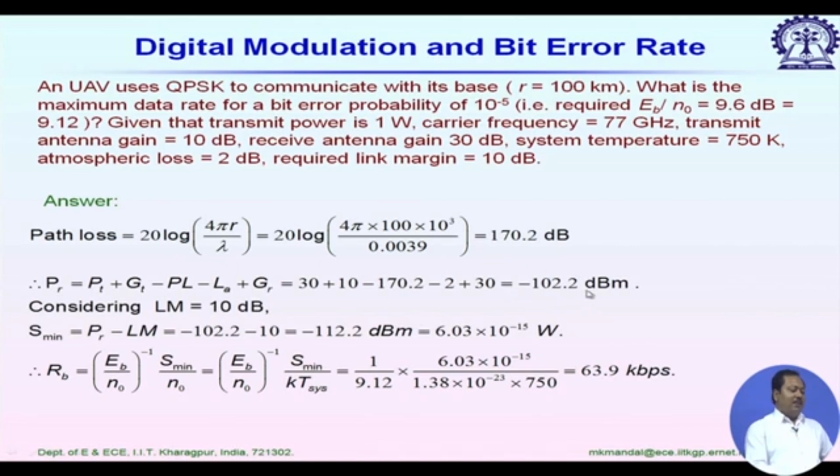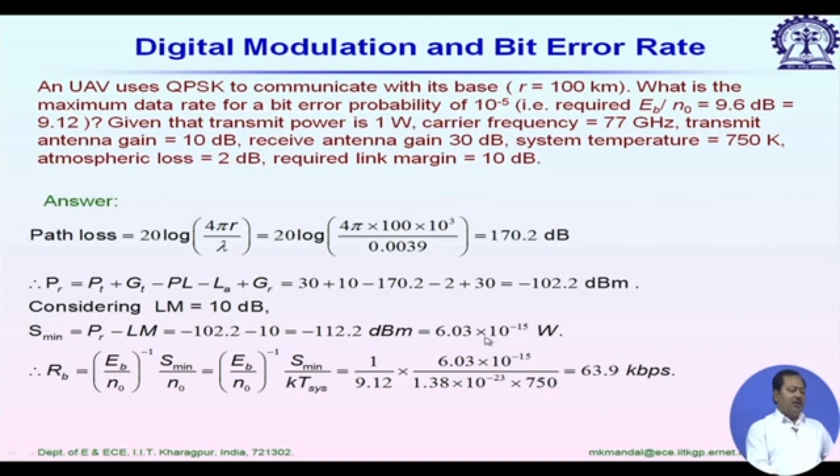Now, considering a link margin equal to 10 dB, this is the received power, then PR minimum specified for the receiver would be 10 dB down from this value, or minus 102.2 minus 10. If I convert it to watt, it is 6.03 times 10 to the power minus 15.